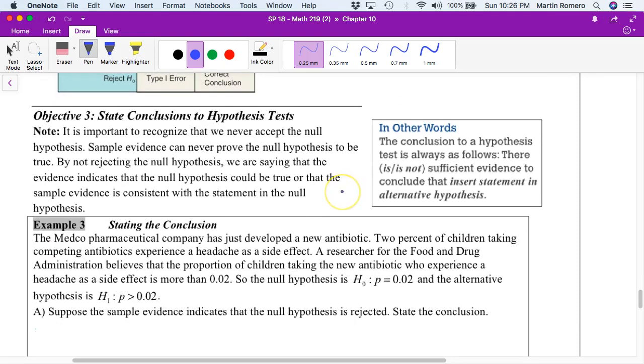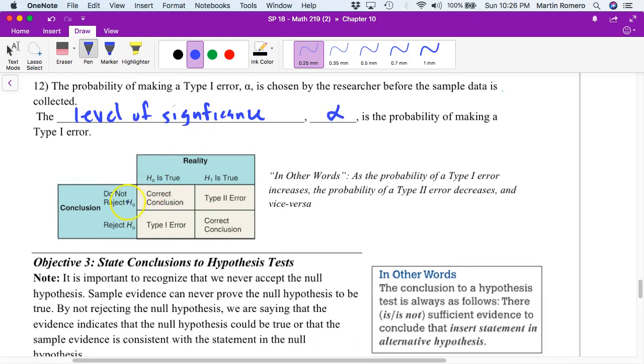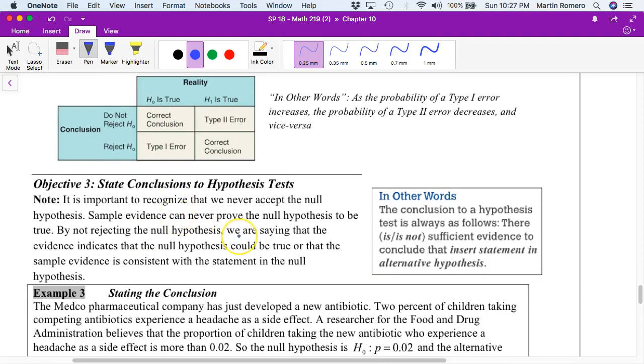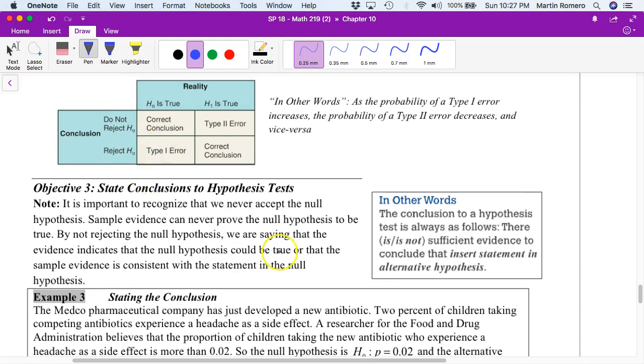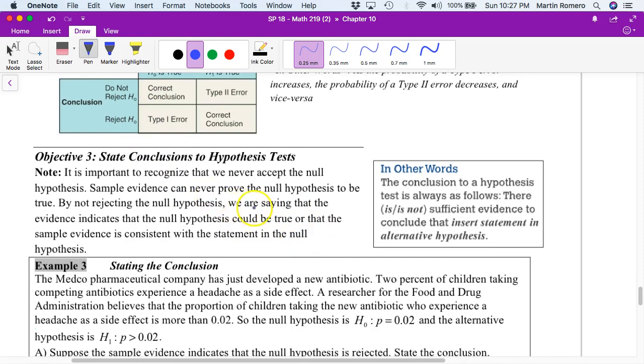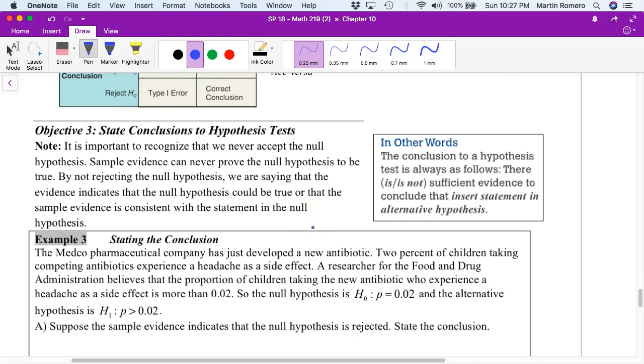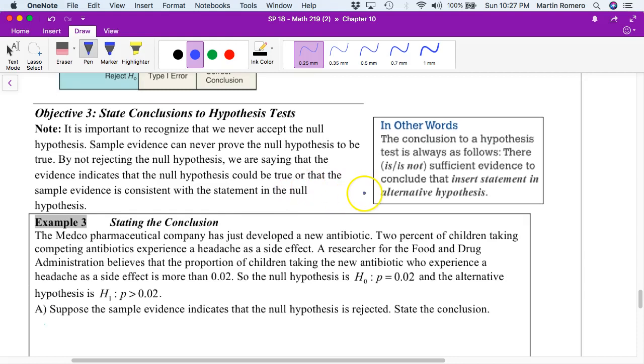And to finish off hypothesis testing, we make a conclusion in the end. It's important to recognize that we never accept the null hypothesis. We only use the words reject or do not reject. We don't know if the null hypothesis is true for sure. We just say we have enough evidence to not reject. Sample evidence can never prove the null hypothesis to be true. But by not rejecting the null hypothesis, we are saying that the evidence indicates that the null hypothesis could be true, and that the sample evidence is consistent with the statement in the null hypothesis.